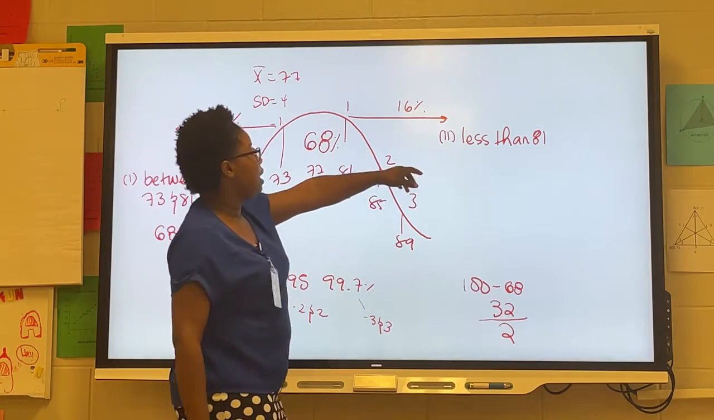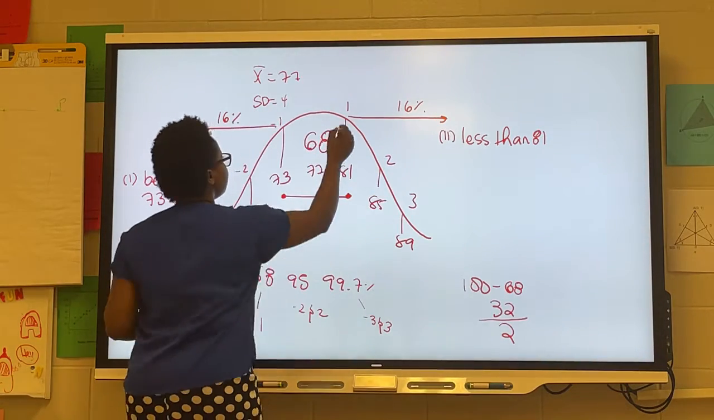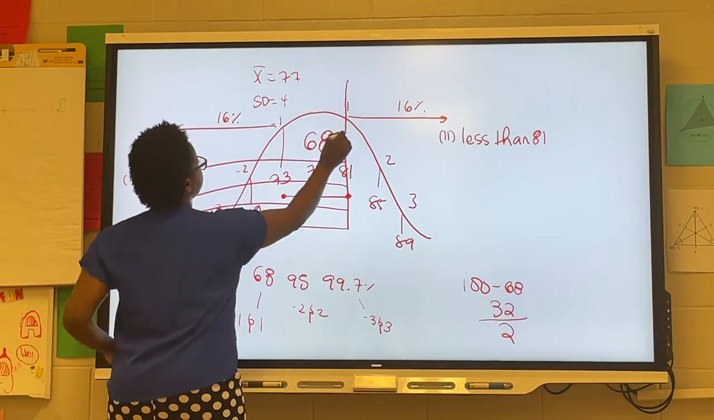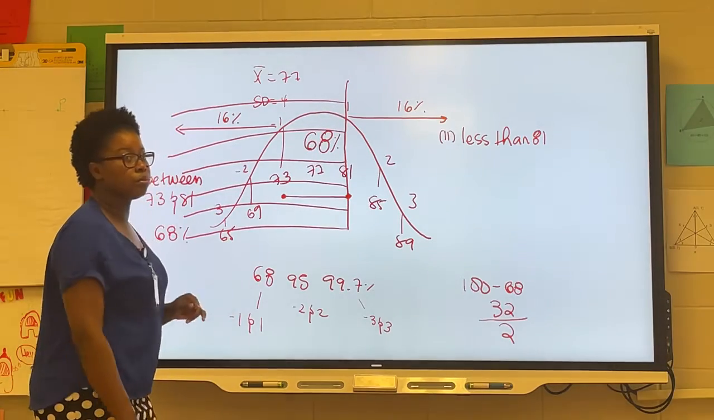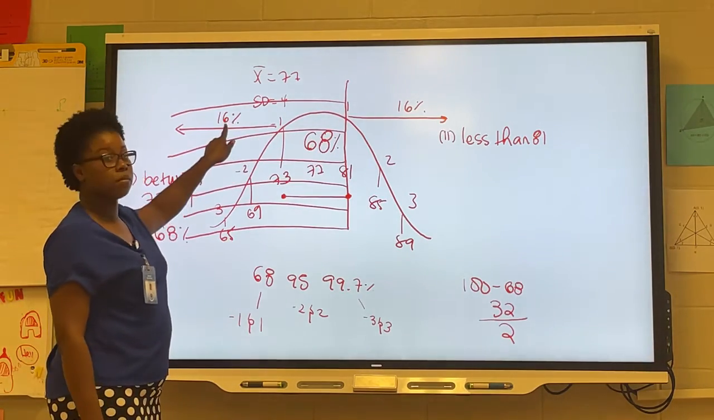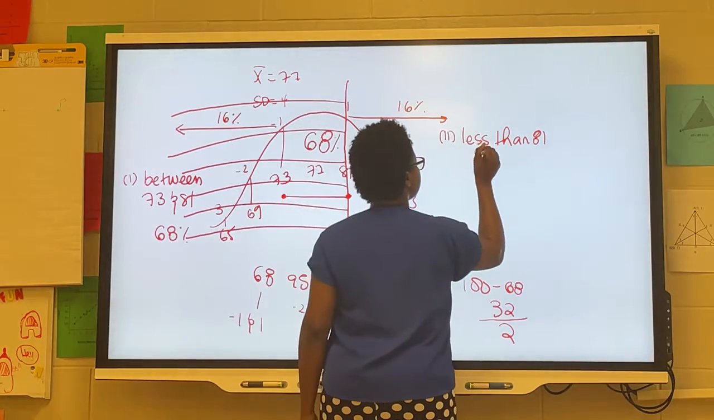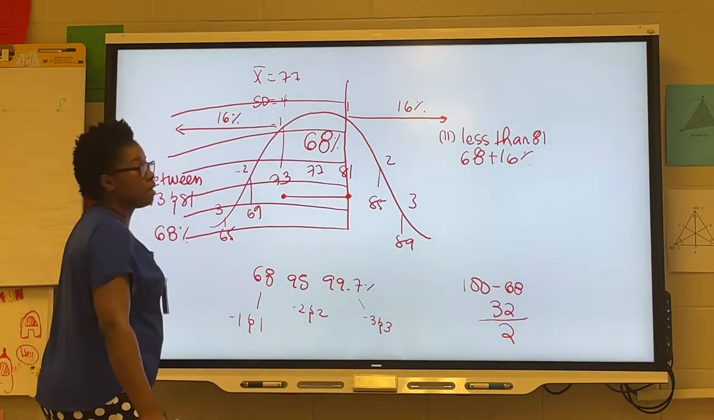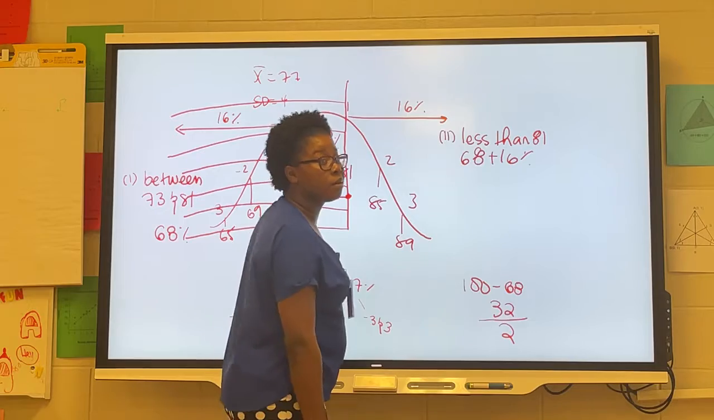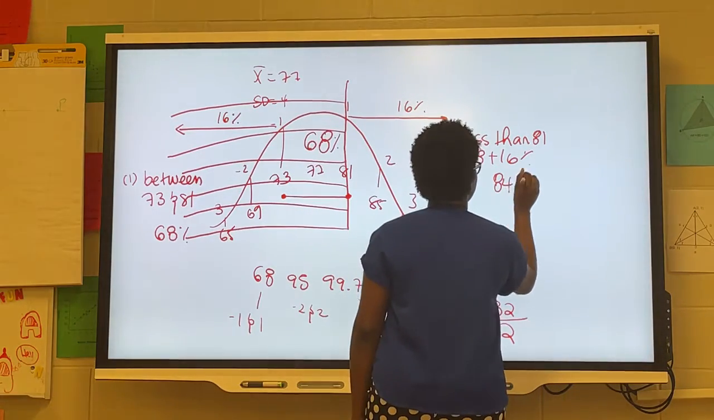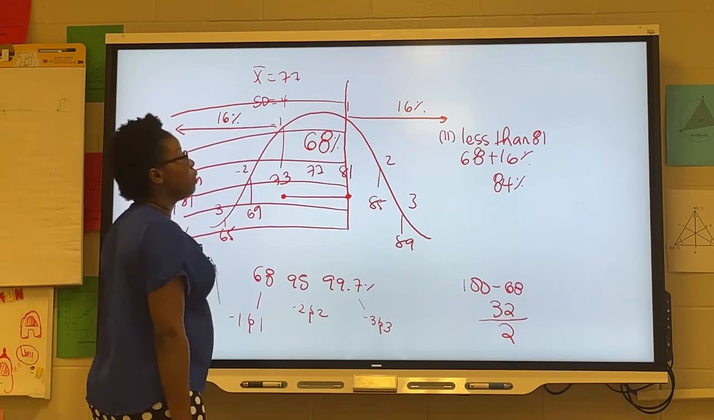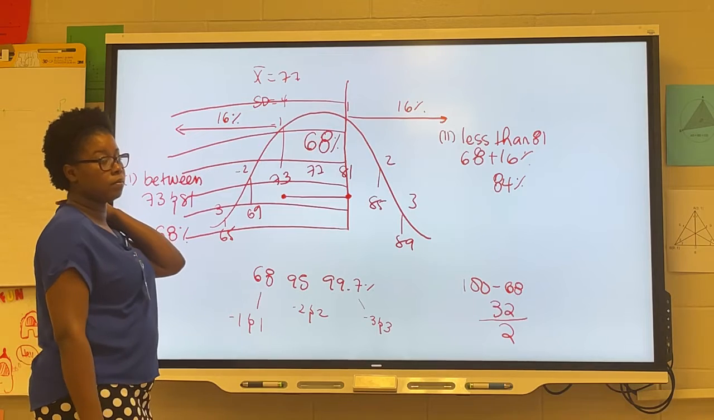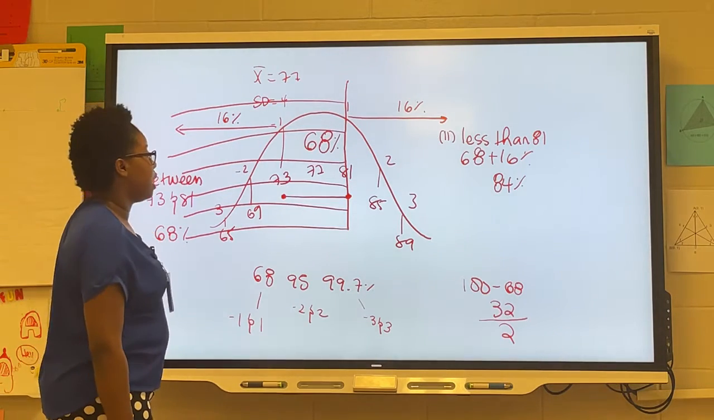So if it asks you less than 81, it's asking you for the region that's down here. I'm going to shade it for you. All of this region right here. What percentage do you know? 16. Yeah, so it's going to be 68 plus 16%. So it's all of this region right here, and that should give you some number. 84? Do the maths. Should be 84. So 84% lies below 1 standard deviation. You get it? Yeah? Alright, the next question.